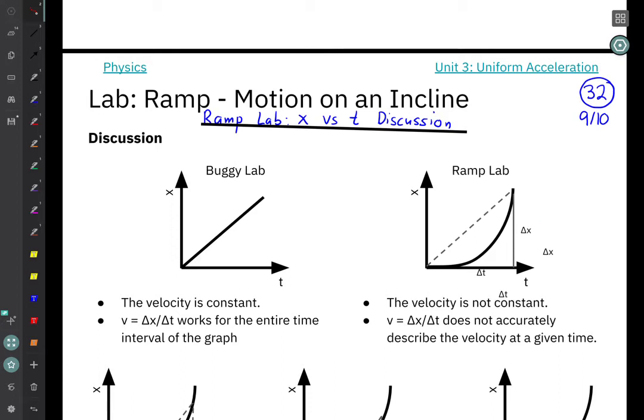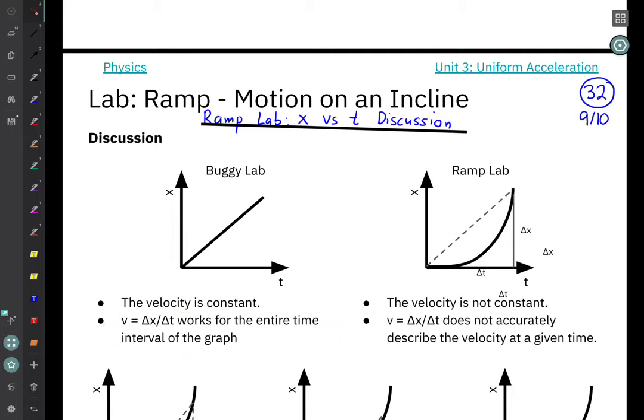So the top of our page, page 32, we should have our title, date, and page number. And then at this point, we should have our buggy lab, that graph that is showing that linear relationship, and a couple bullet points. The first saying that our velocity is constant. The second saying that our velocity is equal to the change in position over change in time, and that works for the entire time interval of the graph.